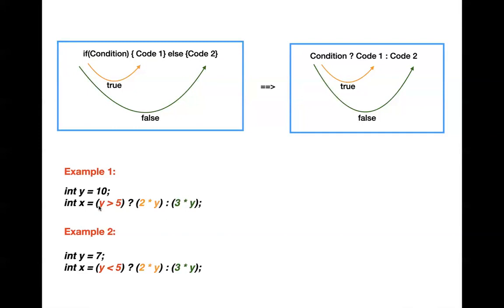I can see the groups. Okay, correct. The answer is 21. What happens? Y is less than 5. The condition is asking. It is false.